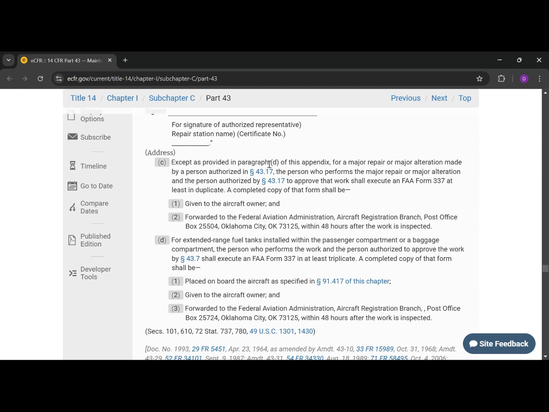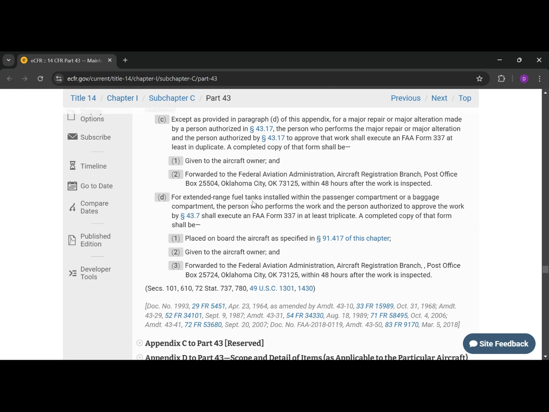Except as provided in paragraph D of this appendix, for major repair or major alteration made by a person authorized in 43.17, the person who performs the major repair or major alteration, and the person authorized by 43.17 to approve that work shall execute an FAA Form 337 at least in duplicate. A completed copy of that form shall be given to the aircraft owner and forwarded to the Federal Aviation Administration Aircraft Registration Branch, Post Office Box 25504, Oklahoma City, Oklahoma 73125, within 48 hours after the work is inspected.